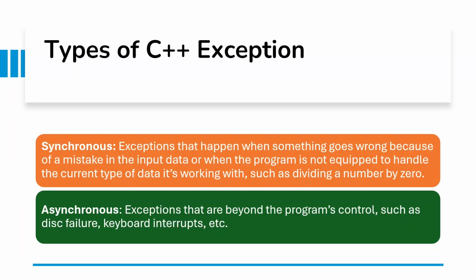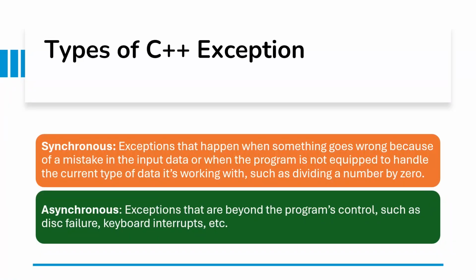While we are giving the input data, it may contain syntax or logical errors, or the program may not be equipped to handle the current type of data, so it is not working. Such as dividing by zero. Dividing by zero is infinite, so when we give it to the program, it has no solution. So these types of errors are synchronized errors.